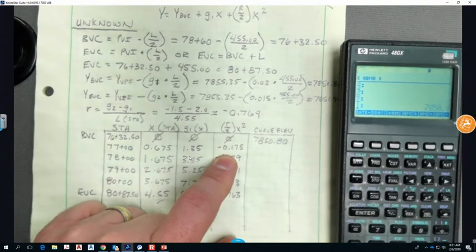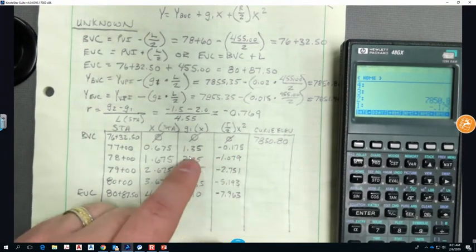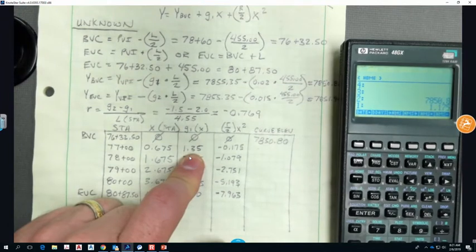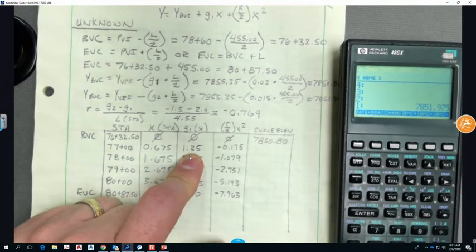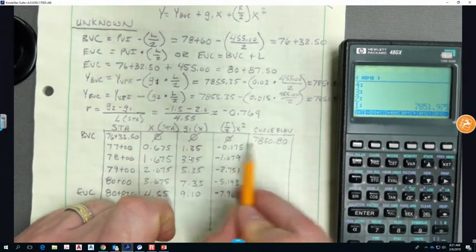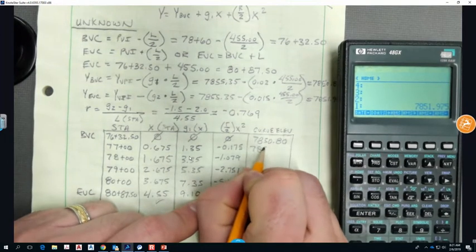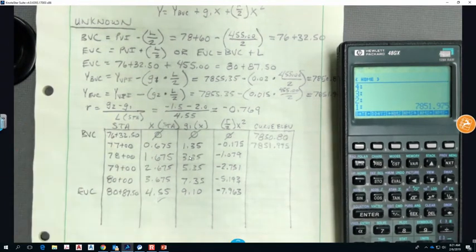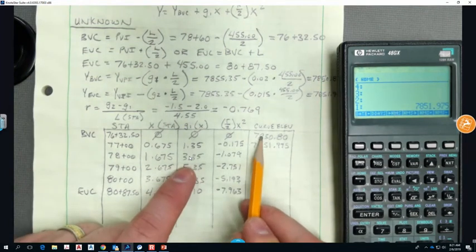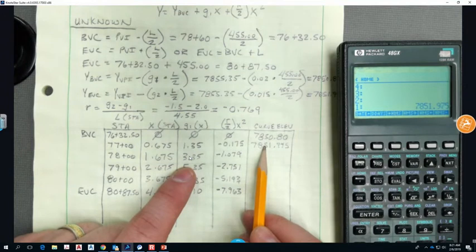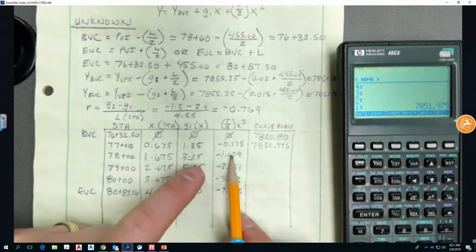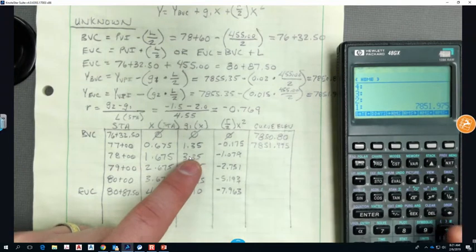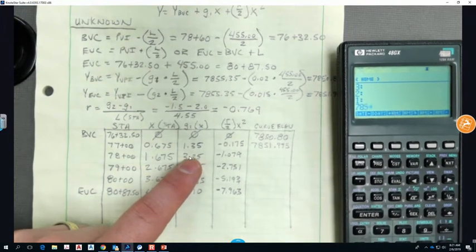So 0.175, that's a negative. And then we have our G1X, 1.35. Okay, so we're going to add, and then add, and that's what we get. Okay? So we're basically adding these to that. So it's going to be 7851.975. Okay? So now be cognizant of this though, we're always using the BVC. We're not using the previous elevation. So when I go to do the elevation for 78 plus 00, I add these two together and then add it to the BVC elevation, not the previous elevation. Okay? So I have to put in the BVC elevation.